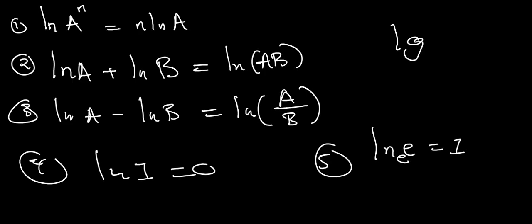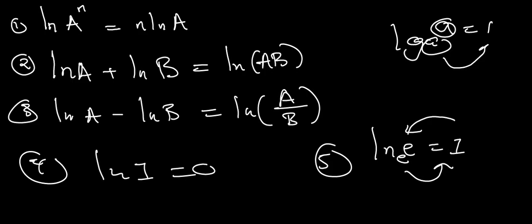Remember we said log a base a is what? 1. Provided the base and this guy is the same, the answer is 1. Because e to the power 1 is the same as e. A to the power 1, that's how we get your a. So these are some of the rules that we looked at last time. This is what I just wanted to give you a recap on.